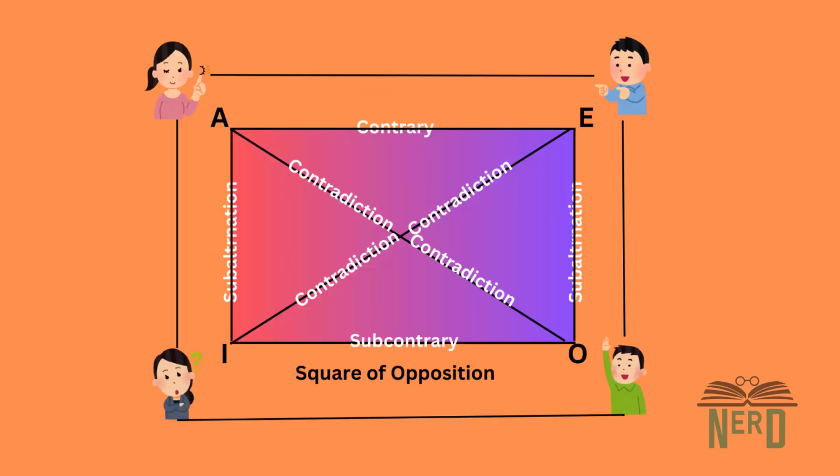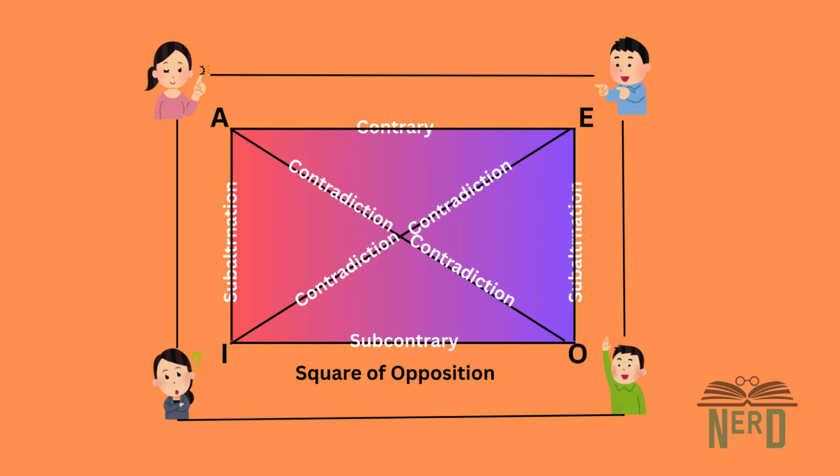Now let's imagine a square where each corner has one of these friends' statements. The classical square of opposition shows how these statements are related to each other. Contrary, A and E: Alice and Bob are directly opposite each other. If Alice says all birds can fly and Bob says no birds can fly, they cannot both be right. One of them must be wrong, but they can both be wrong. Subcontrary, I and O: Carol and Dave are directly opposite each other at the bottom. If Carol says some birds can fly and Dave says some birds cannot fly, they cannot both be wrong, but they can both be right.